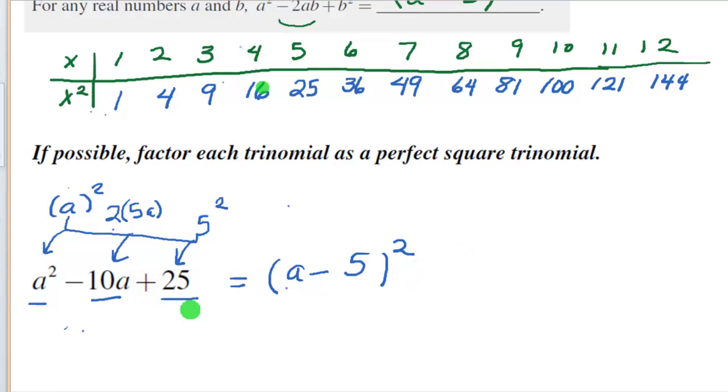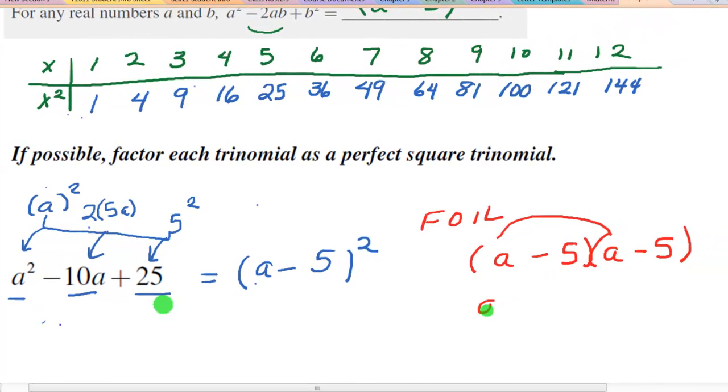Okay, so let's see if that checks. Let's do a check here with our foiling. And if you're going to foil, you write this down twice because we have (a minus 5) squared, right? Okay, so first, a times a is a squared. Outer, a times negative 5 is negative 5a.